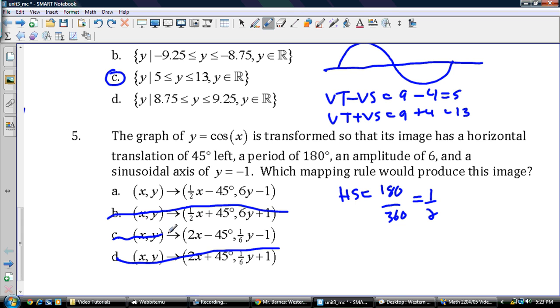It has an amplitude of 6, so that makes my VS 6. Just checking to make sure we got everything else in line here. And a sinusoidal axis of -1, which of course means my VT is equal to -1. So that is the only possible one that fits that description. You could have stopped there, but I just want to make sure you saw everything else that was in that problem.